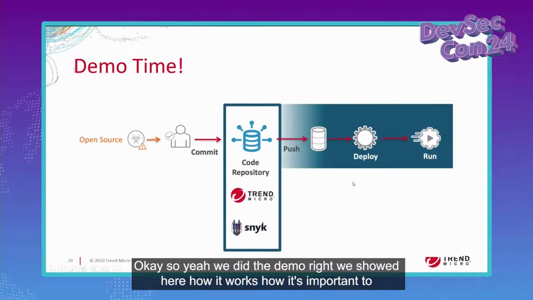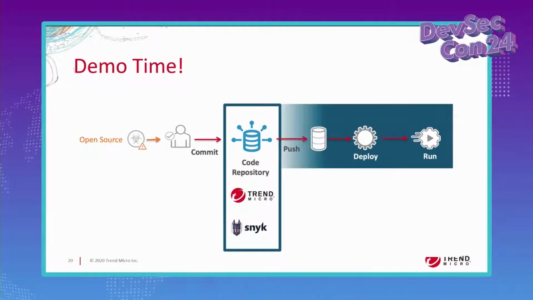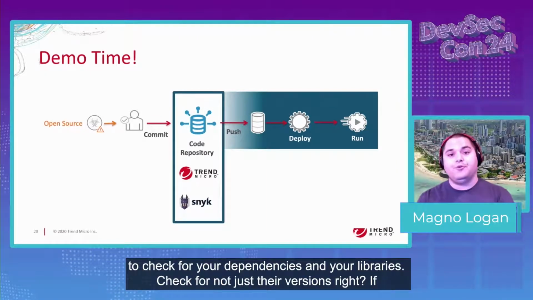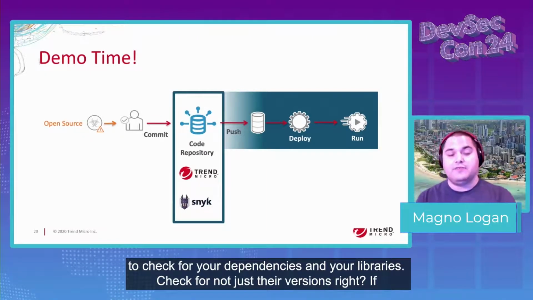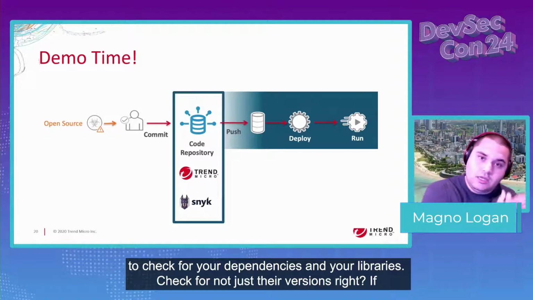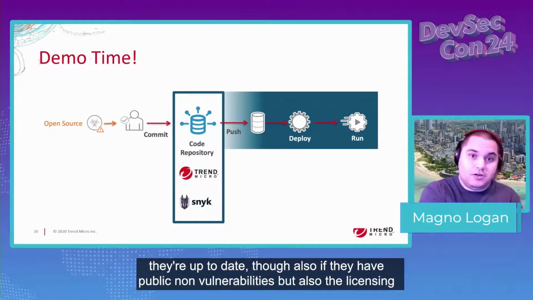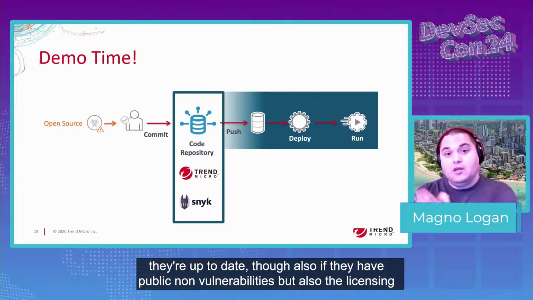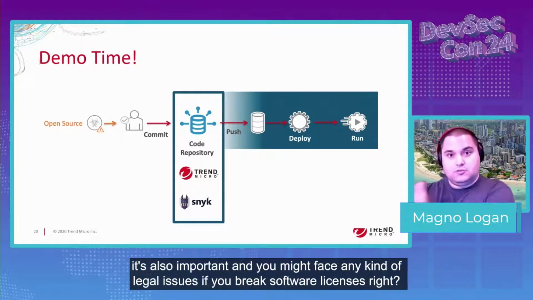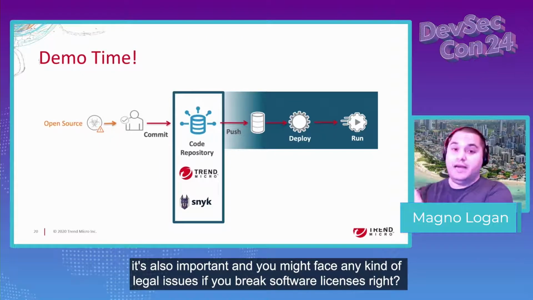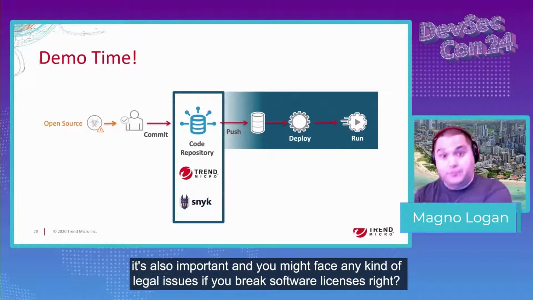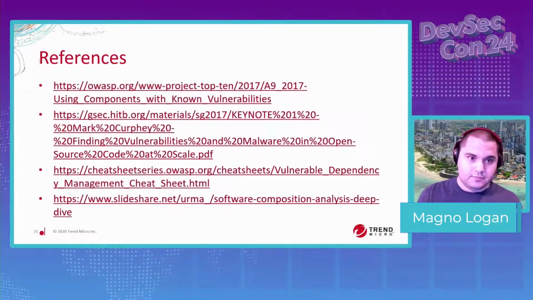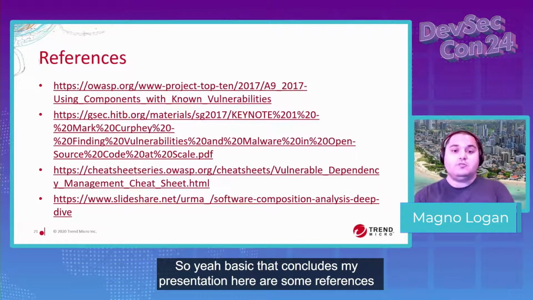Okay, so yeah, we did the demo. We showed here how it works, how it's important to check your dependencies and your libraries: not just their versions, whether they're up to date, but also whether they have publicly known vulnerabilities, and also the licensing. It's also important, and you might face legal issues if you break software licenses. So yeah, that concludes my presentation.